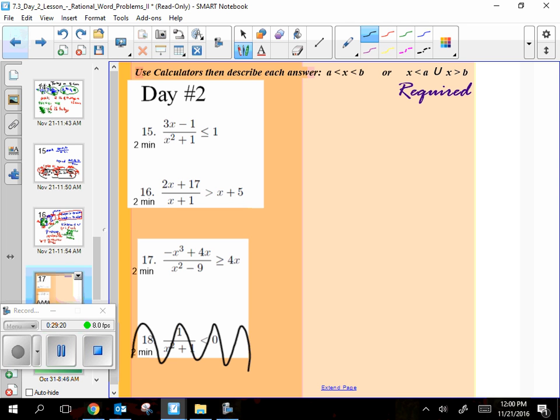But these, you start by finding the zeros, whatever makes the top 0, and the undefined things, whatever makes the bottom 0. There's nothing that makes the bottom of this 0, only the top. So I only have to worry about the top, and what makes the top 0?